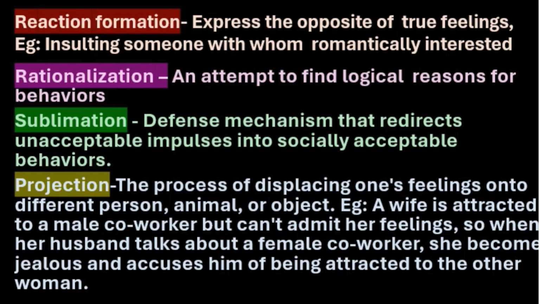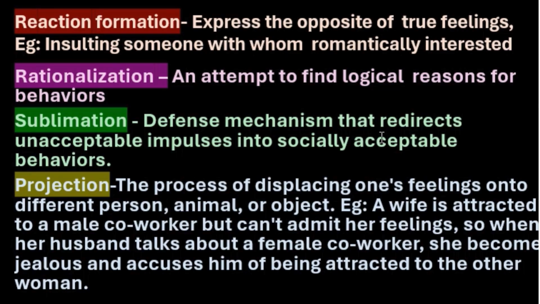Let us see the defense mechanisms related to this question. Reaction formation is the expression of feeling opposite to true feelings. For example, insulting someone in whom one is romantically interested. This is a kind of technique used by lovers in the beginning. Rationalization is an attempt to find logical reasons for behavior. Here, for the alcoholism, he is finding a logical reason for the alcoholism behavior as his family issues.